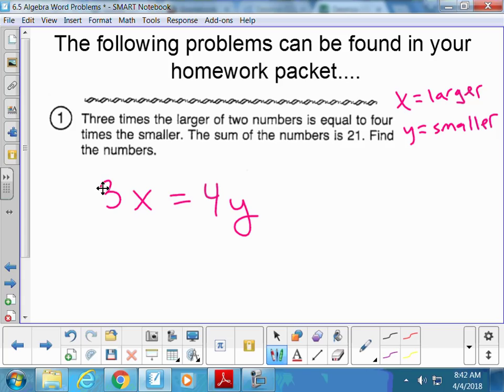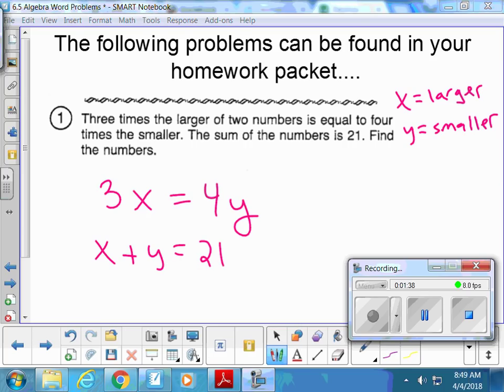Okay. So the second sentence will actually give us our second equation. The sum of the numbers is 21. All right, so we got our system set up. I think definitely our best bet for this one is to use substitution because we can solve for one of the variables relatively easily. We have a lot of options of what variable to solve for. So let's just solve this bottom equation 2 here for x.